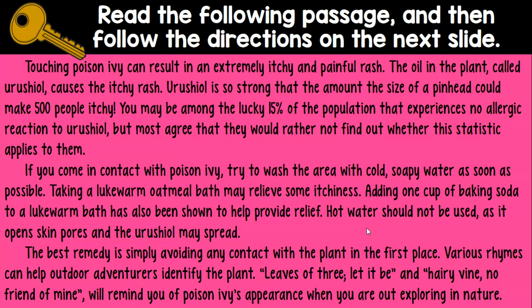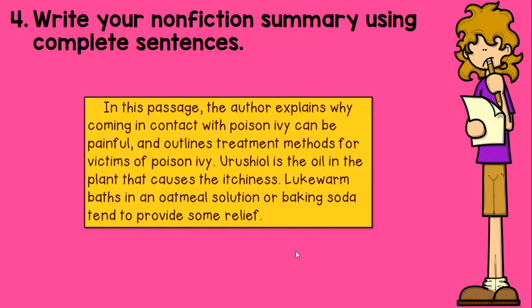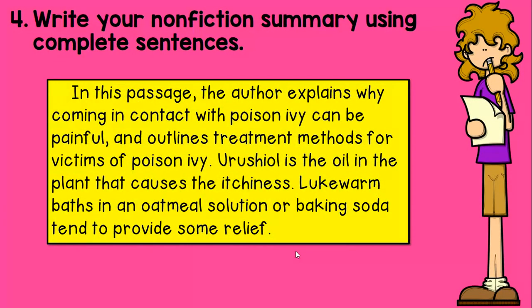So in the first paragraph, they identified a problem: touching poison ivy can result in an extremely itchy and painful rash. In the next paragraph, they talk about what to do if you come in contact with poison ivy. So that's one solution. And in the third paragraph, they say how you can avoid contact. That's a second solution. So I feel pretty confident that this is an example of problem and solution. So here's an example of a summary explaining that this is an example of a problem solution text.